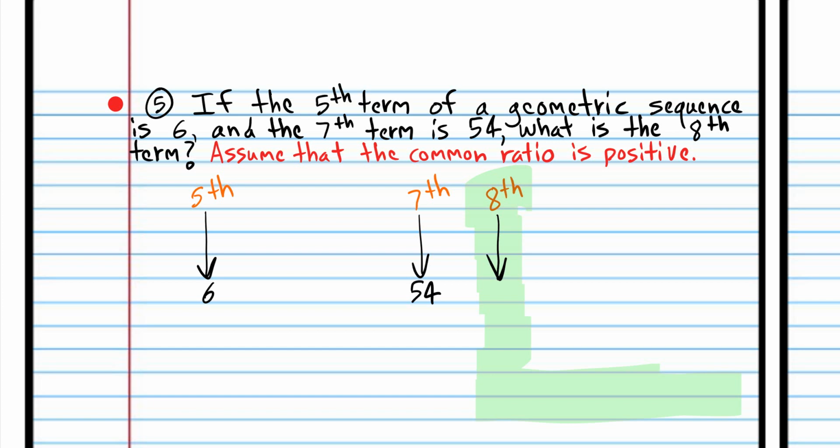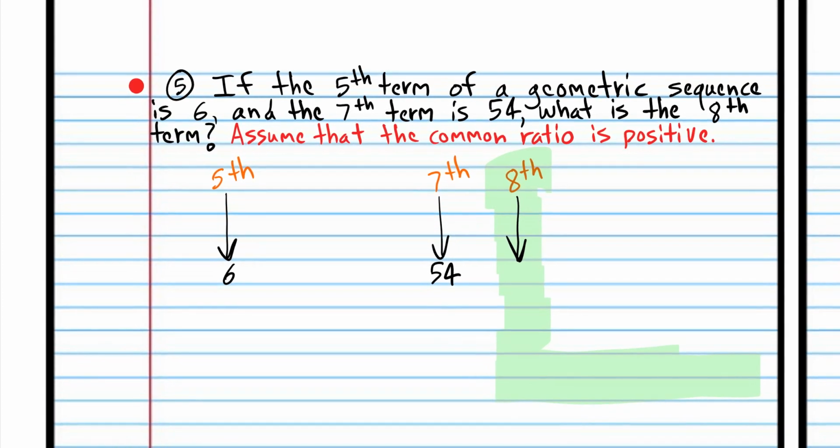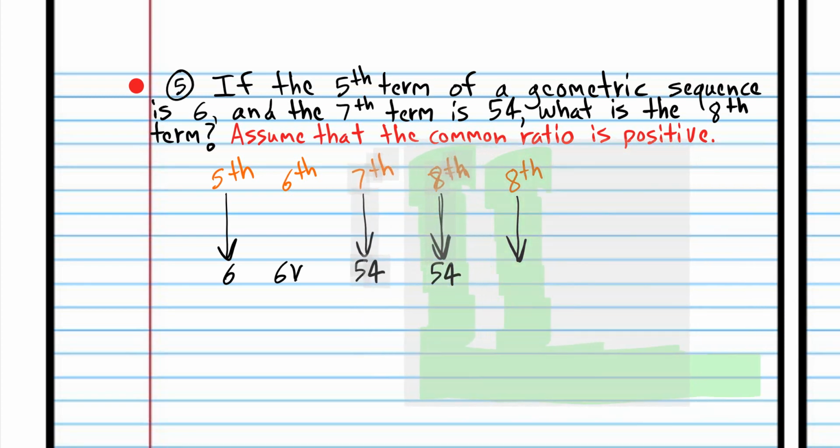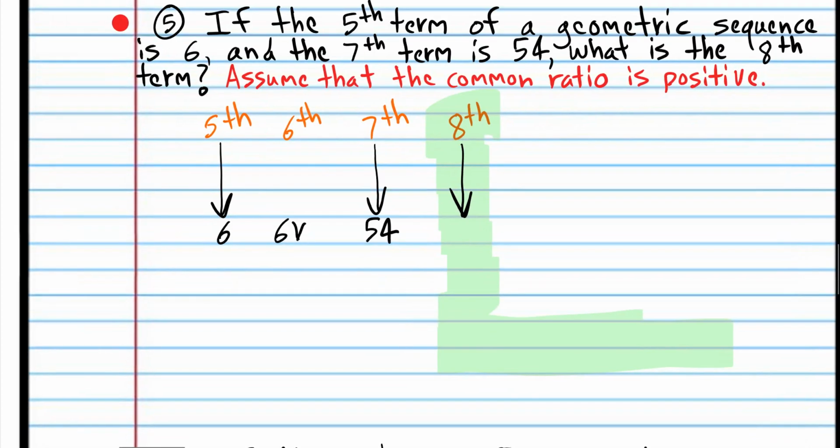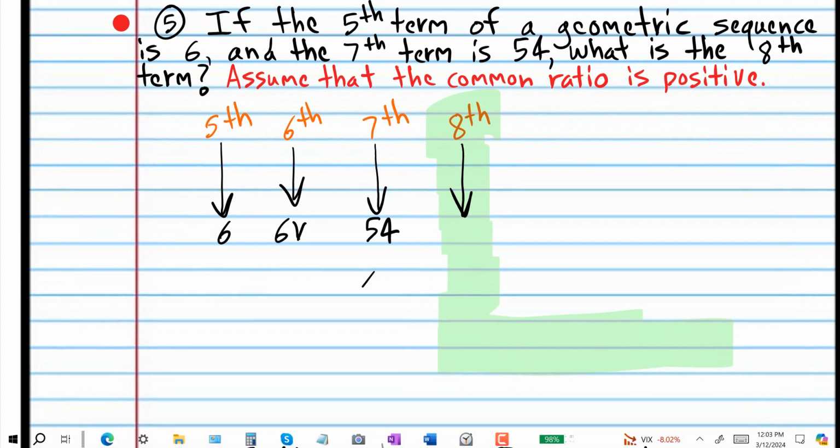So we call that constant number the common ratio. So the 6th term is going to be 6 times the common ratio. The 7th term, I guess I'll move these a little closer. The 7th term is going to be 6r, which is the 6th term, times r again to get to the 7th term. So that's going to be 6r squared.